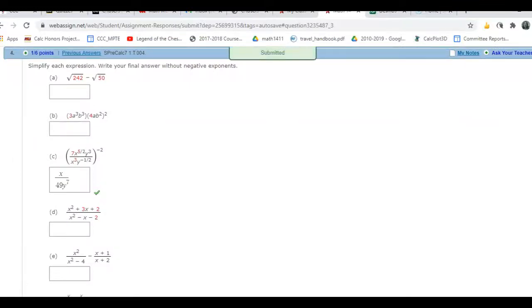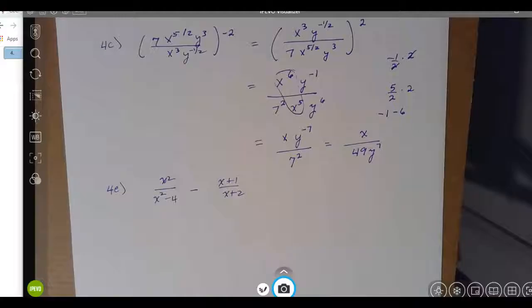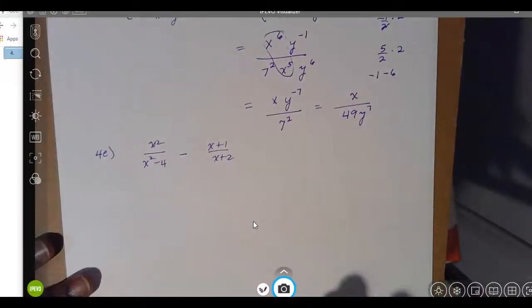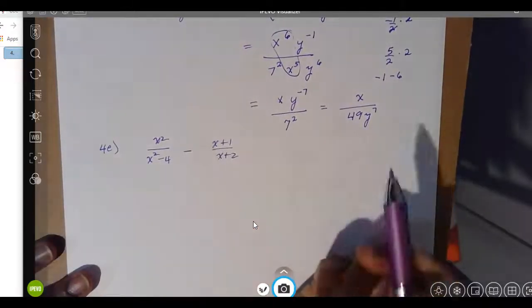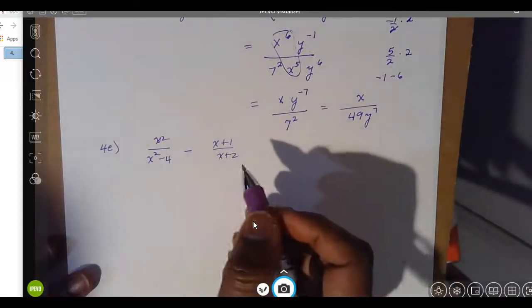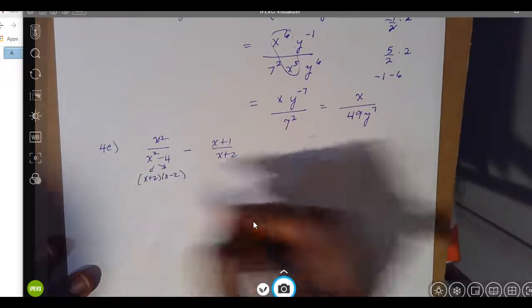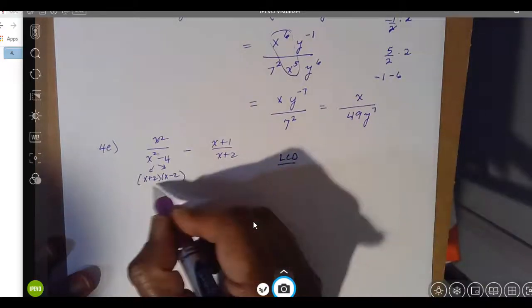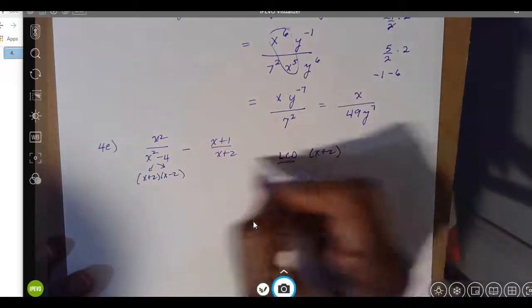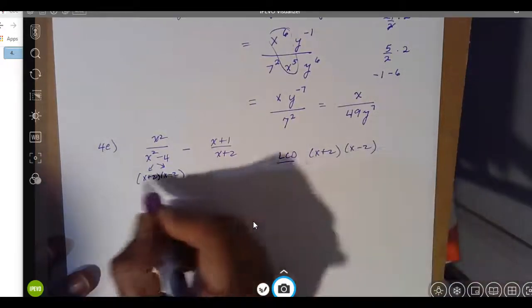All right, the next question that was asked for was E. So 4E is x squared over x squared minus 4, minus x plus 1 over x plus 2. That's this one. Okay, so here we go. Now the first thing you need to understand is you can't cancel anything. Okay, that's all illegal. What you need is to get a common denominator. So factor this first. It's x plus 2 times x minus 2. So the LCD is this denominator because it includes x plus 2 from there as well as itself.